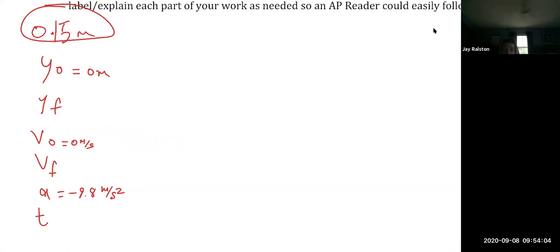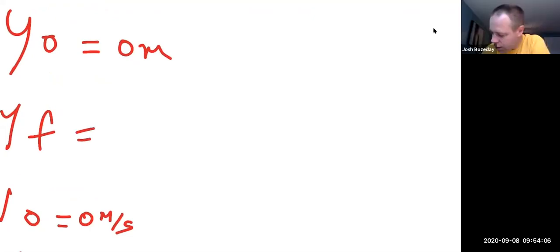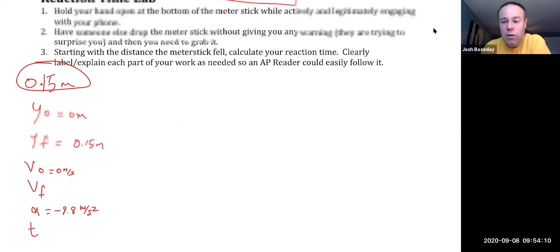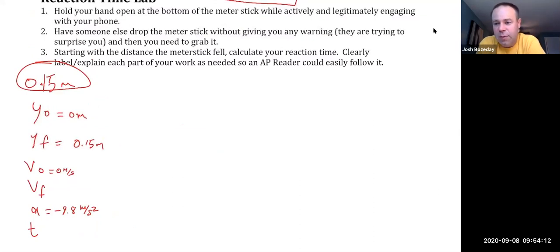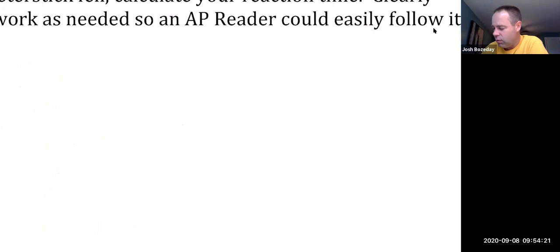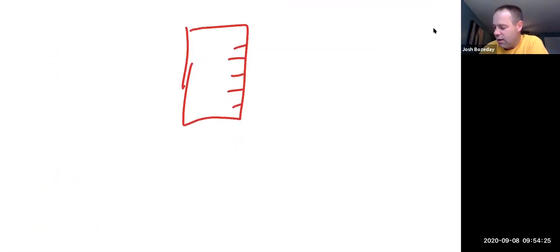Final position is 0.15 meters. Good, kind of. Let's take a look. So one of the things that I always tell people is to draw a diagram. And really all we're going to do here is talk about the importance of the diagram, okay? So here is my ruler, okay? And the other thing that is so important in the diagram is labeling where 0 is, right?